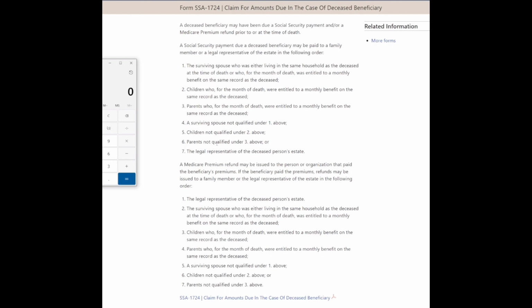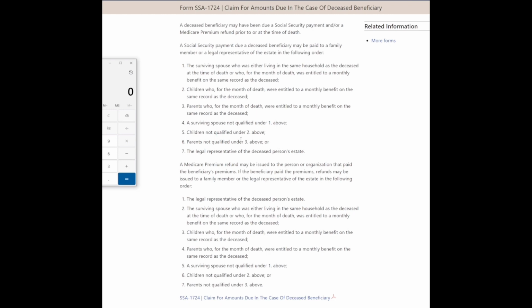Very similar circumstance with number 6, parents not qualified. So it's basically saying, in essence, whoever's eligible at the time of death to receive benefits under that record is going to be paid first. And if it's a situation where nobody's eligible, then it breaks down into this other category, which is realistically the same group of people.